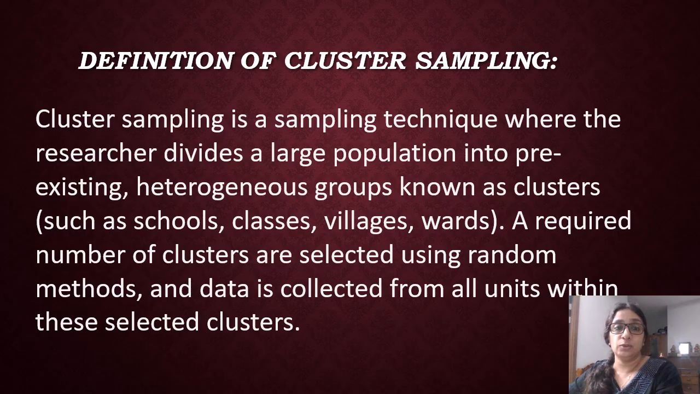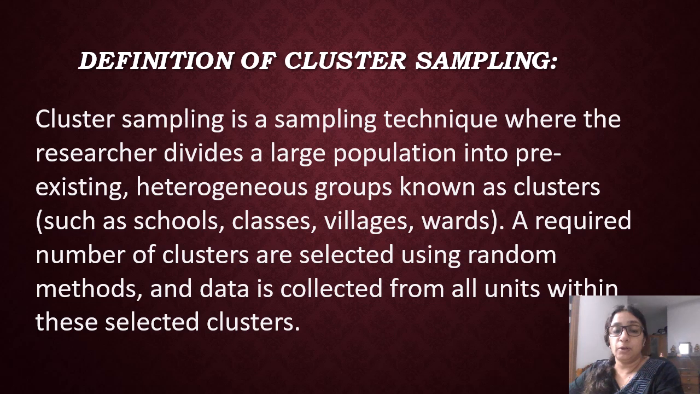In this slide, we can go through the definition of cluster sampling. Cluster sampling is a sampling technique where the researcher divides a large population into pre-existing heterogeneous groups known as clusters. Heterogeneous groups means different types of people are included in each group. In the public, there will be different types of people, so in each group we want to get a sample of the population. Clusters can be grouped by schools, classes, village, ward, different age groups or gender. A small portion of the public should be included in each group.